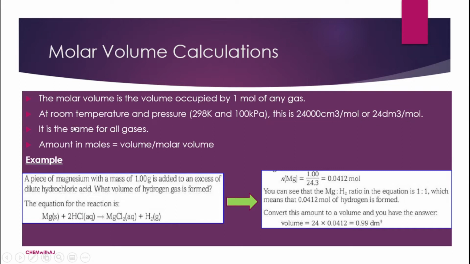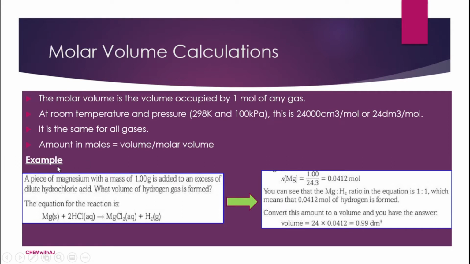So it is the same for all gases. Any gas, 1 mole of any gas has the same volume, provided temperature and pressure stay the same. So amount in moles equals volume over molar volume. That is the equation we have to remember for molar volume calculations. Moles equals volume over molar volume. We'll have to use this equation in many of the calculations. So we'll use an example.